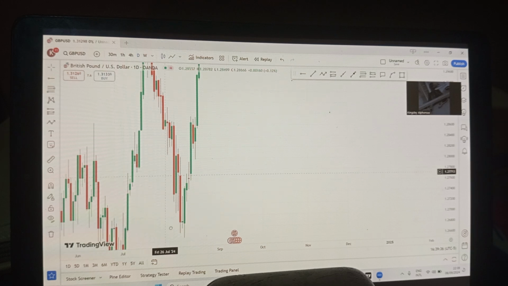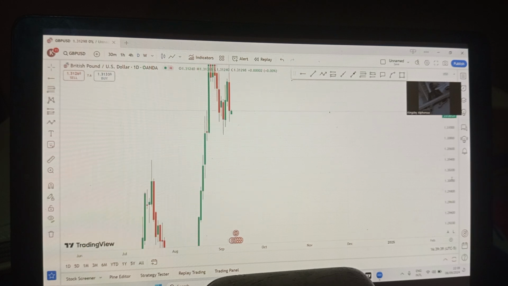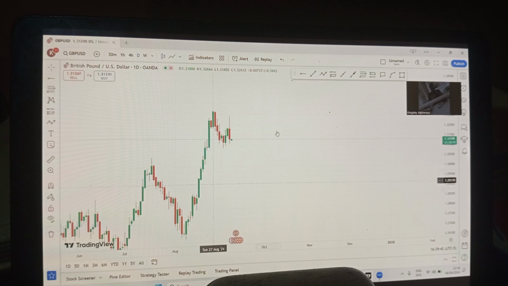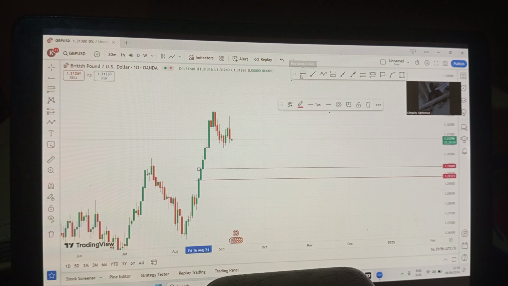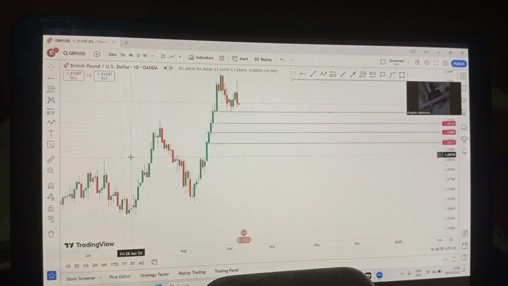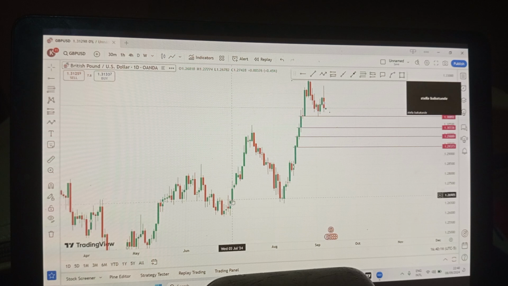So in this situation, this is an open close candle. This is an open close candle also. This is an open close. This is an open close. This also is an open close. Hope you guys understand what I mean by these open close candles. No, I don't understand. Okay.